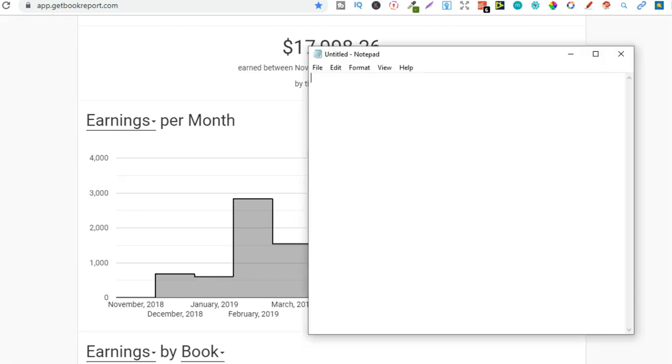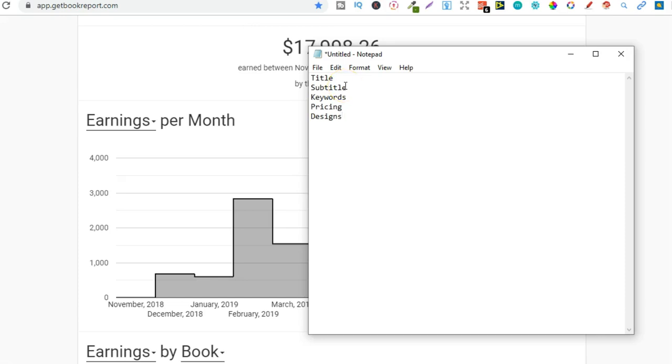So these 5 factors that determine your success, what are they? The first one is your title. The second one is your subtitle. The third one is your keywords. The fourth one is your pricing. And the 5th one is your designs. So this is what I think determines your success, and we're going to break this down.